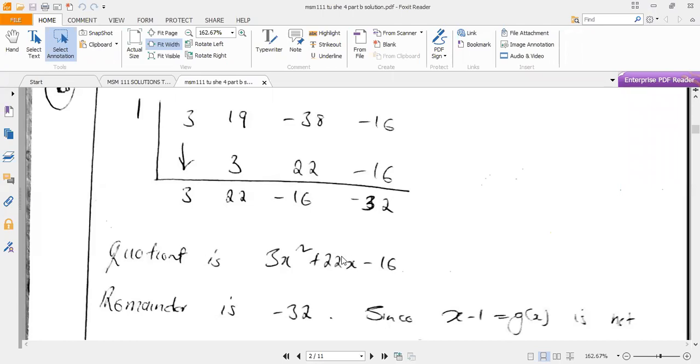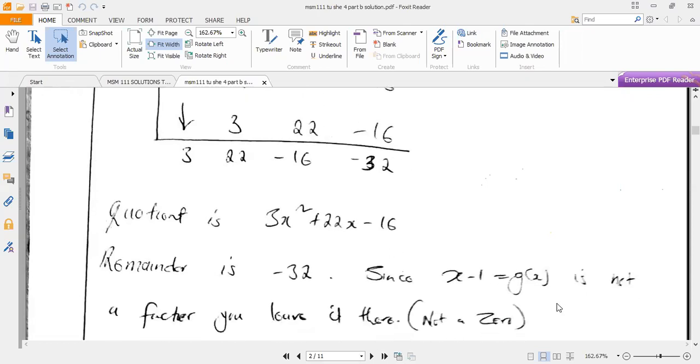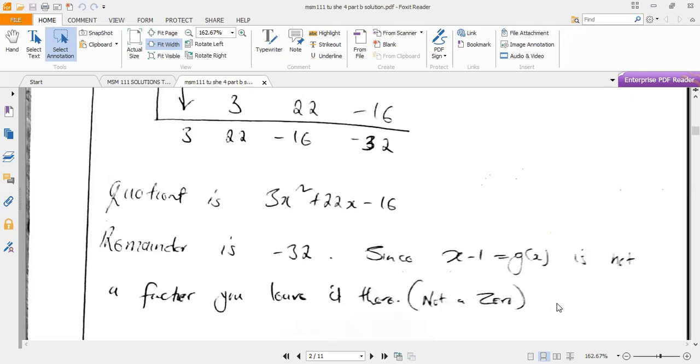So this guy is our quotient here. Now, the remainder is negative 32. Now, since x minus 1, which is g of x, is not a factor, you know that a factor will always give you a 0. So now here it's giving us the remainder to be negative 32, which is not equal to a 0. So therefore, g of x is not a factor of that polynomial. There are other factors, but g of x equals x minus 1 is not a factor for that polynomial. So that's how you conclude on B.